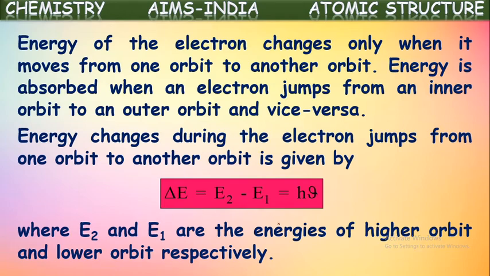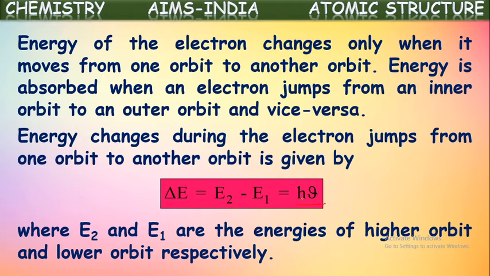So if an electron is jumping from lower orbit E1 to higher orbit E2, then that electron will absorb an energy which is equal to delta E, which is equal to the difference in the energies of the electron in the two orbits, E2 and E1, which is also equal to h nu, where h is Planck's constant and nu is the frequency of that radiation, either emitted or absorbed. This is according to Planck's quantum theory. That's why it is told at the starting.